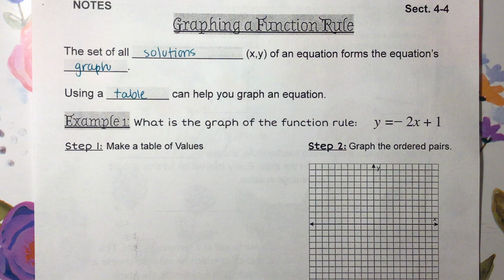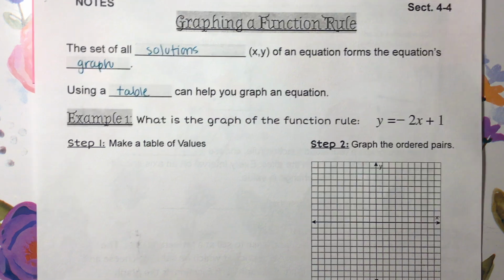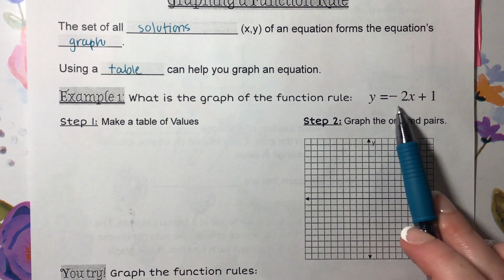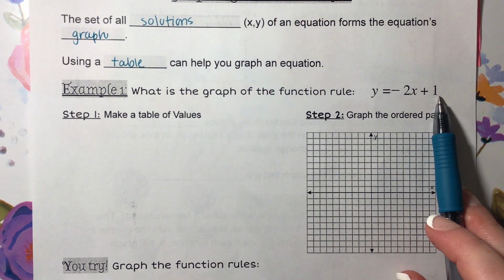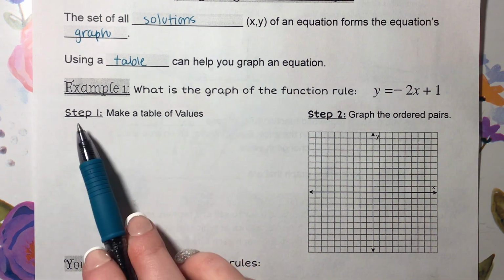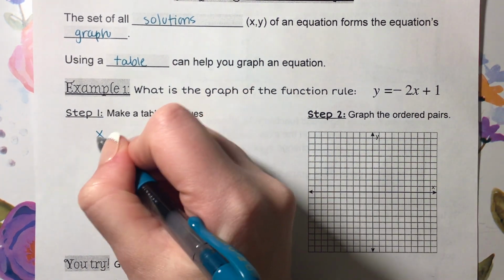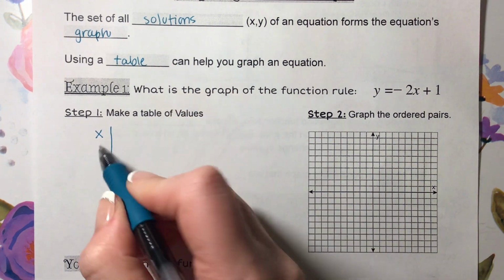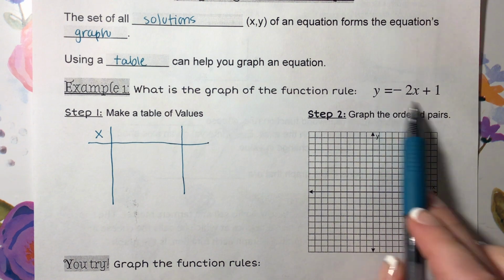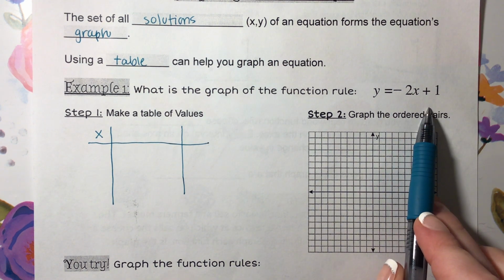We're going to set up tables to help us organize our work and then plot our coordinates on the coordinate plane. So in my first example, it says, what is the graph of the function rule y is equal to negative 2x plus 1? Well, what I'm going to do is I'm going to make a table. That's my first step. So I'm going to say x, and then I'm going to put the function rule in the middle so I can substitute into it.